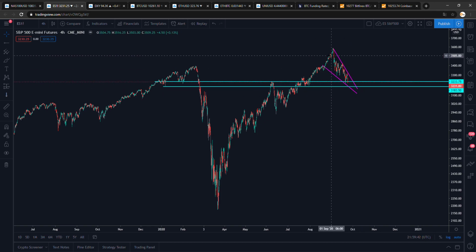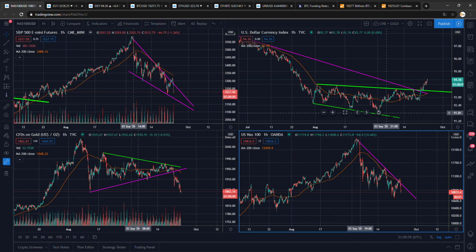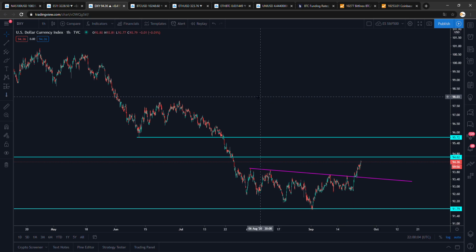Also, I am seeing this falling wedge forming, which is actually a bullish pattern, although it has everything to do with the recent dollar strength over here. That brings just everything down except the dollar itself. So yeah, about that, dollar is looking strong.